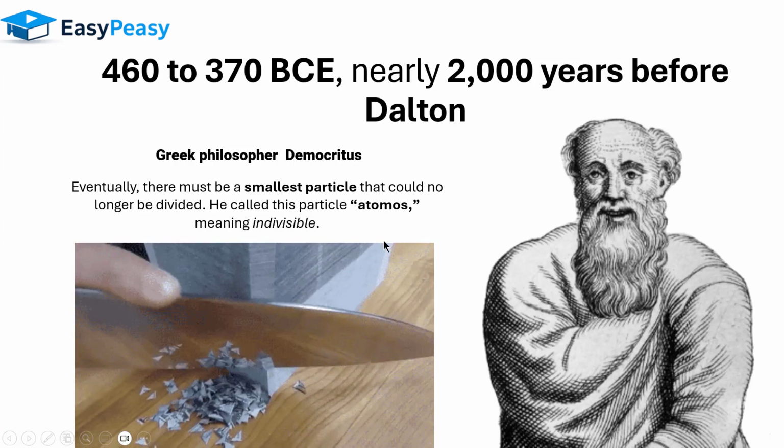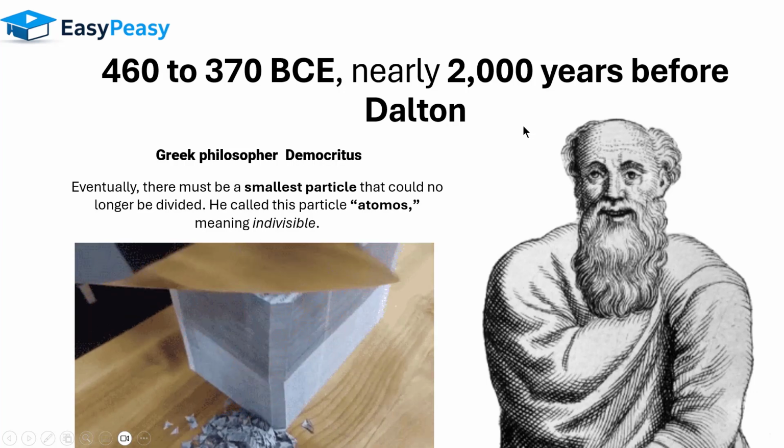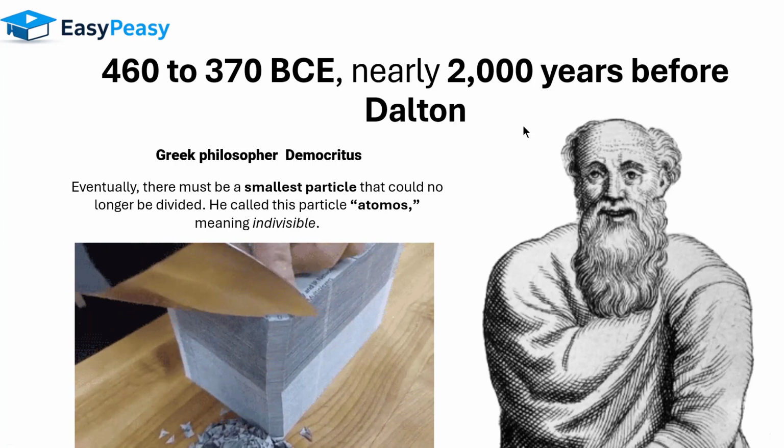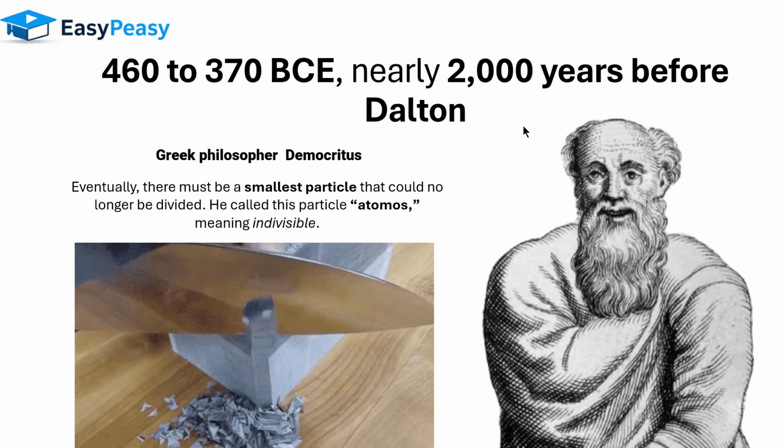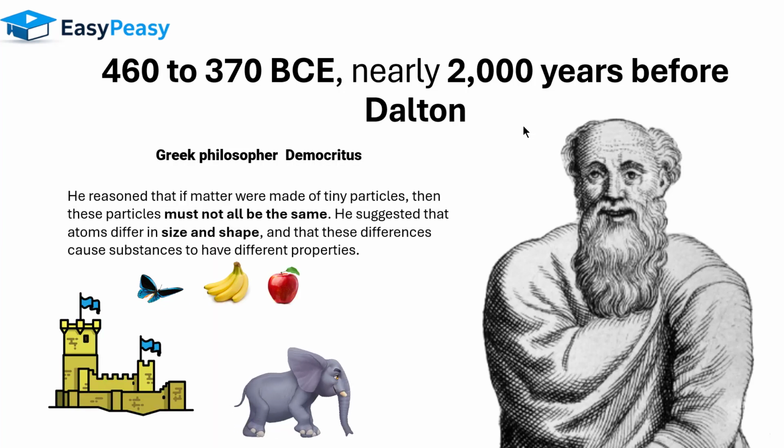That means indivisible. After that, he also saw different types of things in this world. Some are soft, some are hard, some are solid, some are liquid. So he reasoned that if matter is made up of tiny particles, then these particles must not all be the same. He suggested that atoms differ in size and shape, and that these differences cause substances to have different properties.